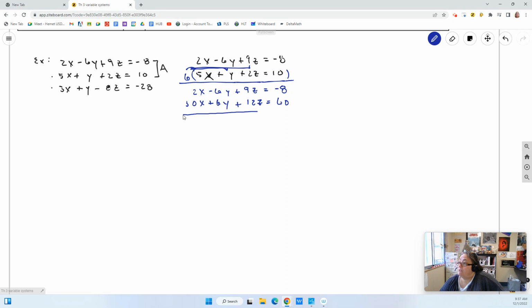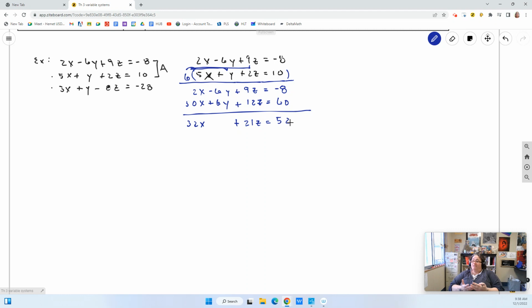And when I add these two equations together, 2x plus 30x is just 32x. Minus 6y plus 6y, though, those y's cancel, and my y's have disappeared, right? 9 plus 12, well, that's plus 21z. Minus 8 plus 60 is 52.